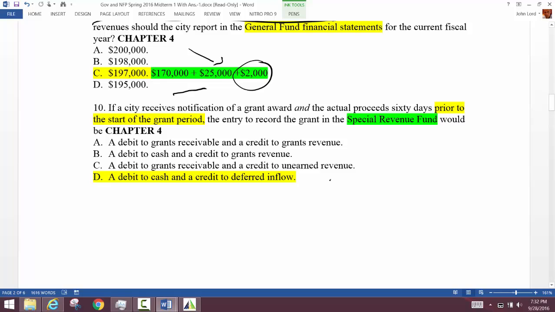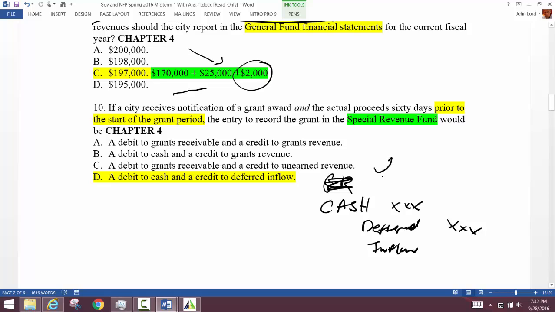We will debit what? Grant receivable for, well, we actually got the cash, didn't we? So we might as well go ahead and debit the cash for whatever it was, and credit what? Deferred inflow, because we got the money before the start of the grant period. We haven't met the time requirement, right? Okay. What should we do in the following year when we enter into the grant period?